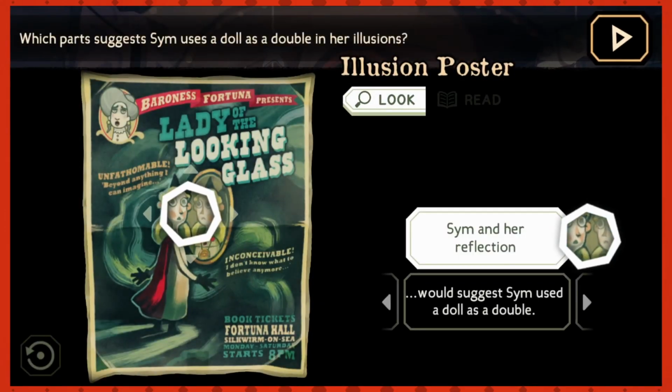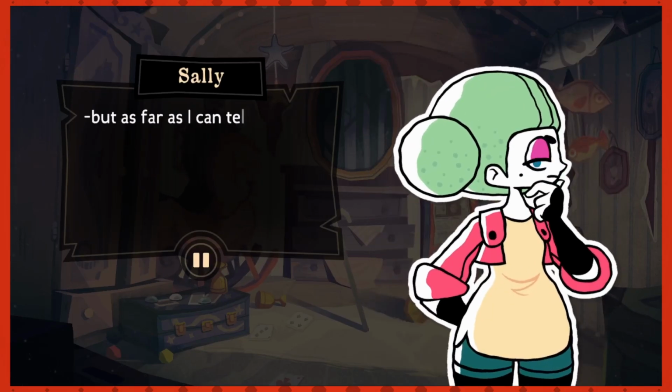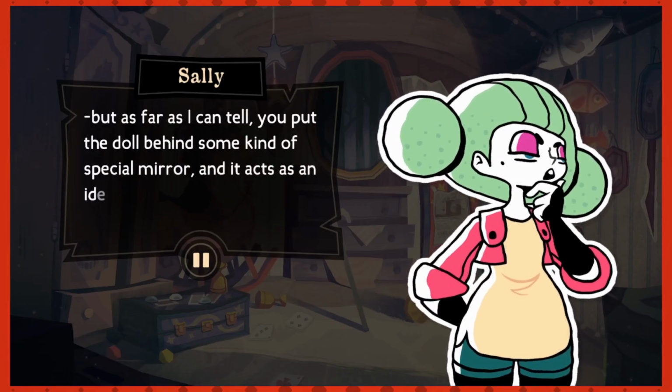Sim and her reflection would suggest your magic act, Lady of the Looking Glass. Fair enough. I'm an idiot. I don't know exactly how it works. That was phrased weirdly, though. As far as I can tell, you put the doll behind some kind of special mirror, and it acts as an identical double.